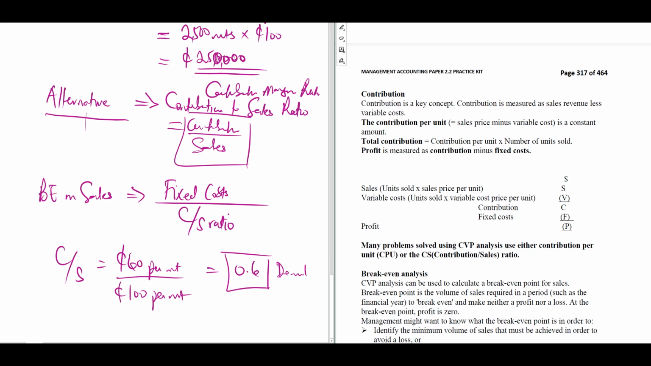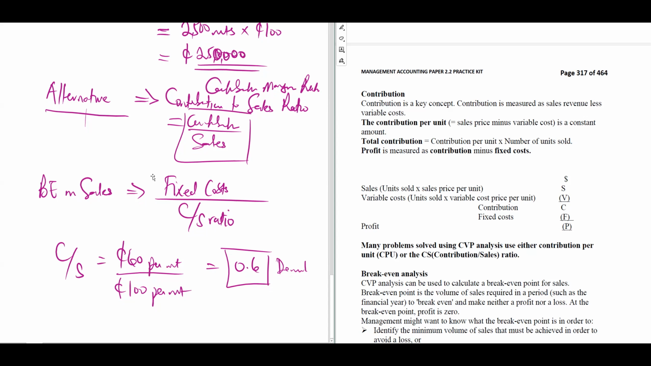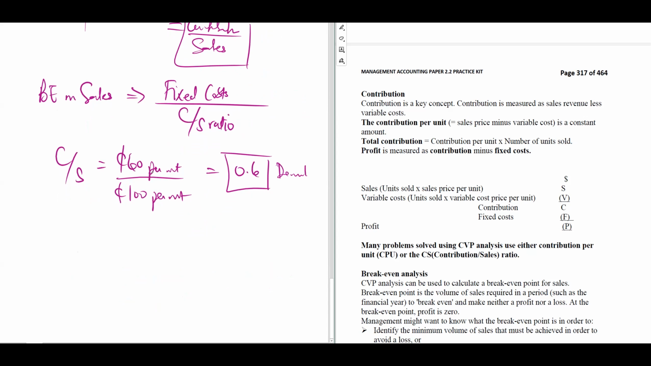Is it understood? So anytime you want break even in sales, anytime they ask you something in revenue or in sales, all you have to do is just divide by CS ratio. If they ask you in units, just divide by the contribution per unit. Okay. So based on what I gave you there, if I want the break even in sales, I can still do the same thing again, right?